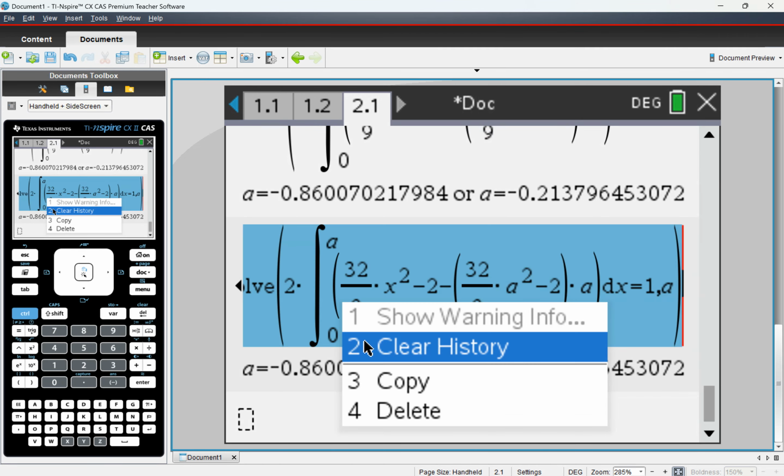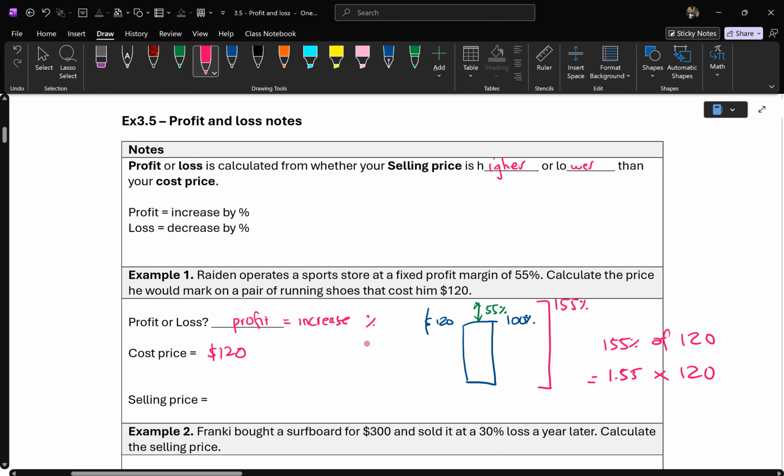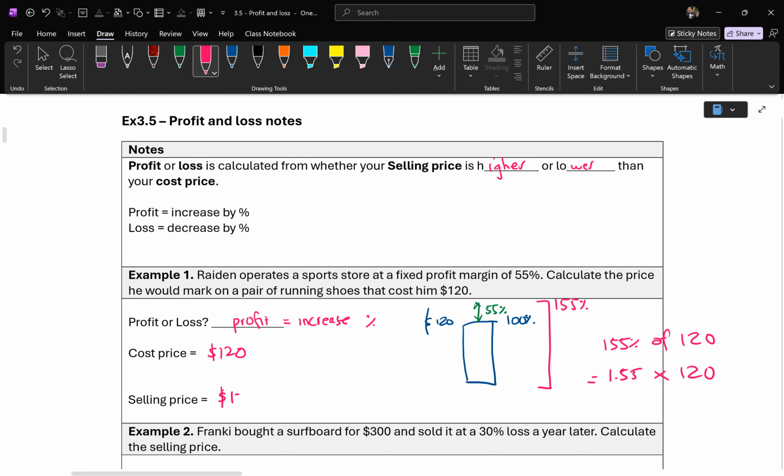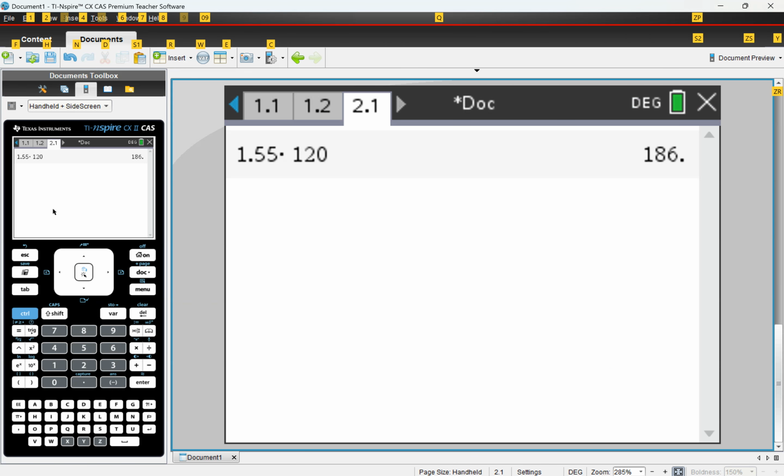This is some other stuff from methods. So we're doing 1.55, which is 155%, multiplied to 120, and you get 186. So what this means, if he sold it for 186, that guarantees he makes a 55% profit. This makes it easier for you now, because if I said I want to make a 60% profit, what value should I sell it at?